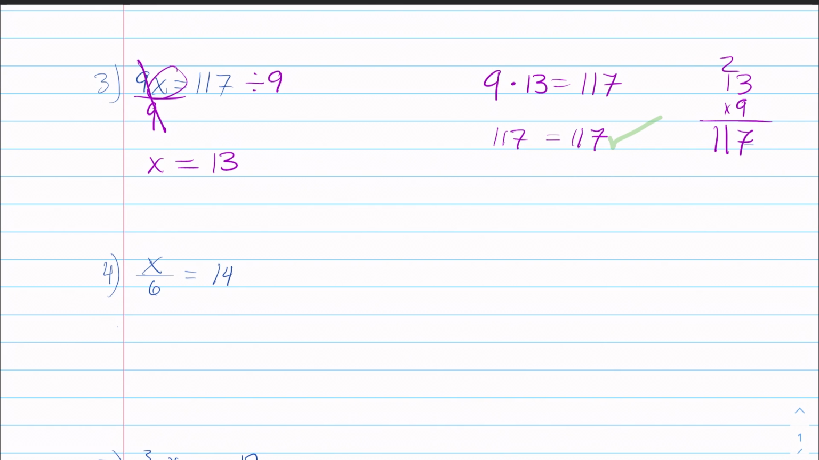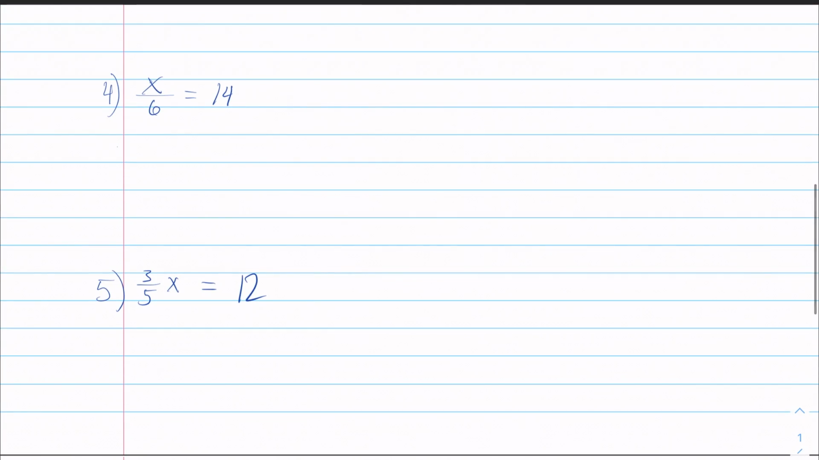Done. Number 4, x is being divided by 6. That fraction there, don't get confused by fractions. That fraction means division. So x is being divided by 6. So instead of dividing by 6, I'm going to multiply by 6. So multiply by 6 on both sides.